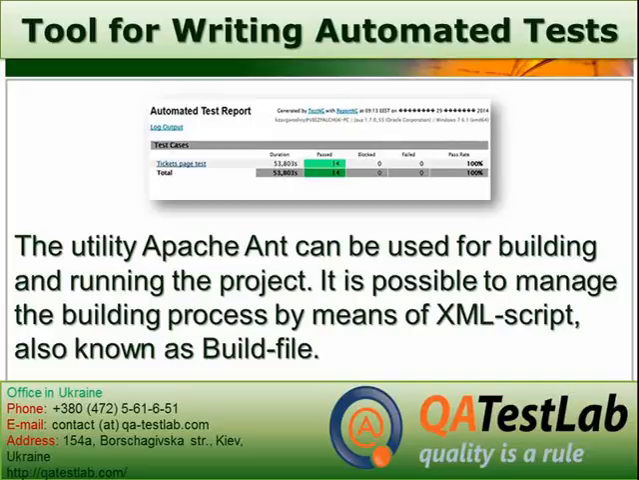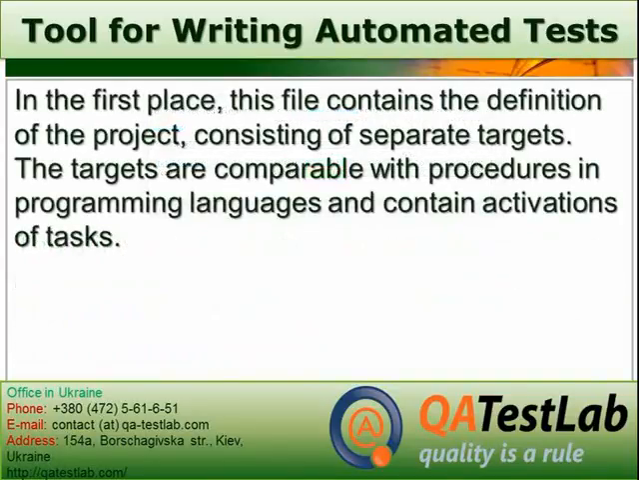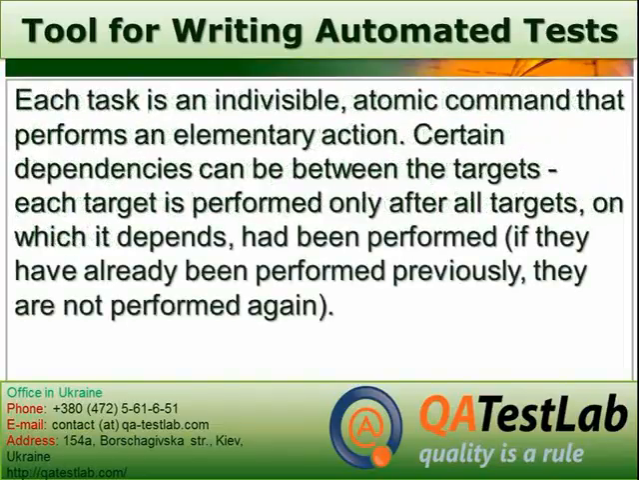The utility Apache Ant can be used for building and running the project. It is possible to manage the building process by means of an XML script, also known as a build file. In the first place, this file contains the definition of the project, consisting of separate targets. The targets are comparable with procedures in programming languages and contain activations of tasks. Each task is an indivisible, atomic command that performs an elementary action.